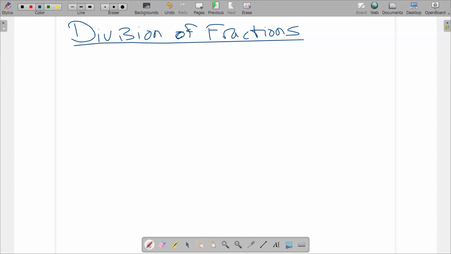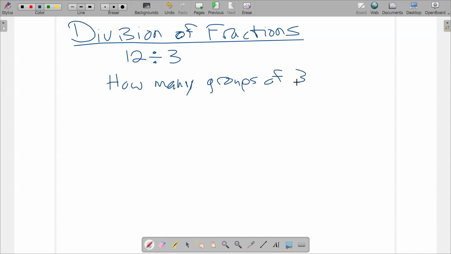We're going to take a look at division. So before I can do division of fractions, I need to remind you about division of whole numbers. So think about something like 12 divided by 3. For that, I might say something like, how many groups of 3 are in 12?